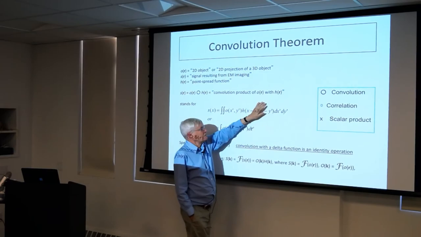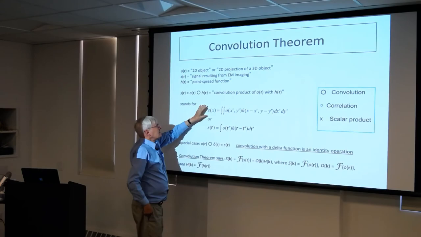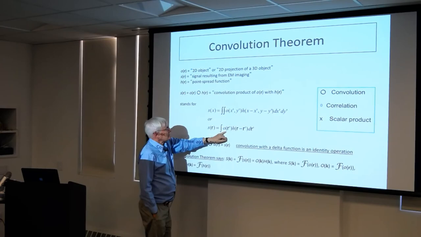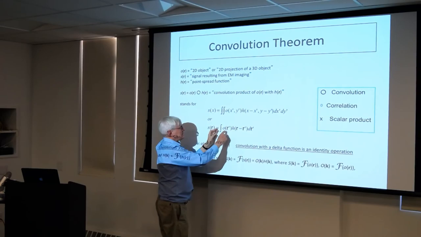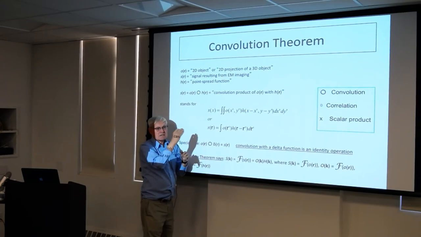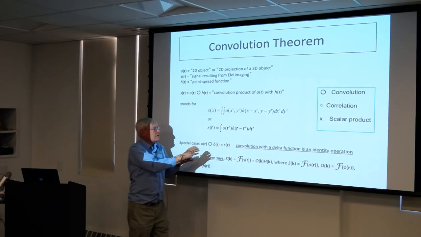So here I use this convolution symbol, and it stands for S of R equal to O of R times H of R minus R prime, integrated over all R primes. So this is exactly what I showed you before, except it's a continuous case. We consider every single point of this object and overlap it with a point spread function, place the point spread function there, and then we integrate, a two-dimensional integral, over all these contributions.